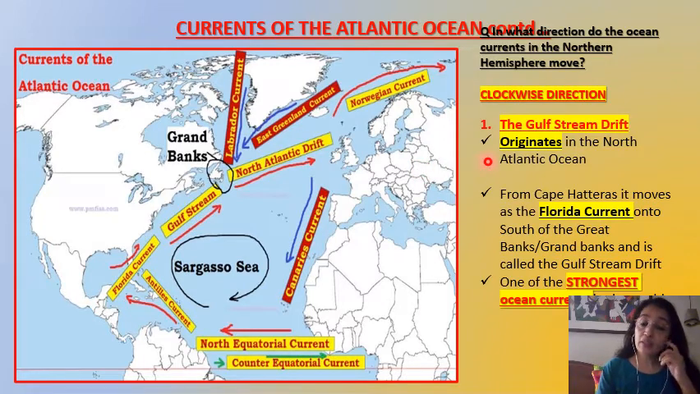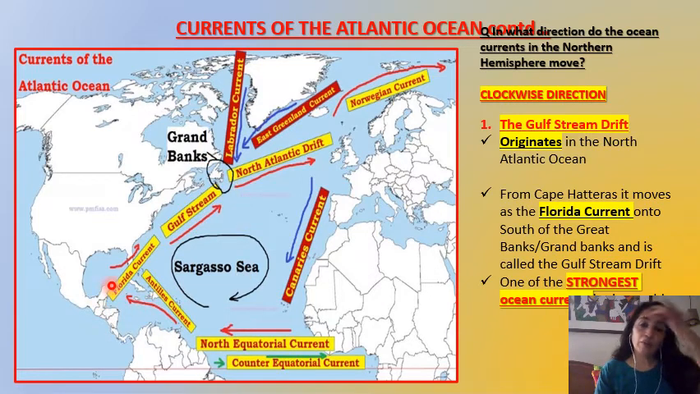What are these ocean currents? Name the main ones. The Gulf Stream drift. This is the Gulf Stream drift. It originates in the North Atlantic Ocean. From Cape Hatteras, it moves as the Florida current. This is Cape Hatteras. From here, it starts as the Florida current onto the south of the Grand Banks. These are the Grand Banks. This is their southern part.